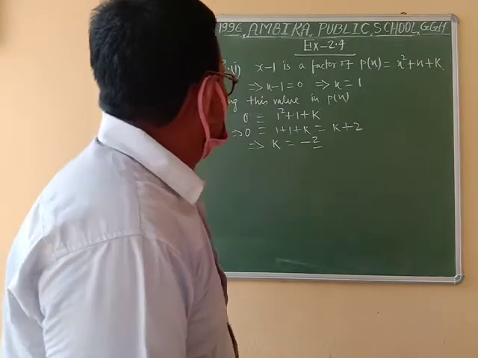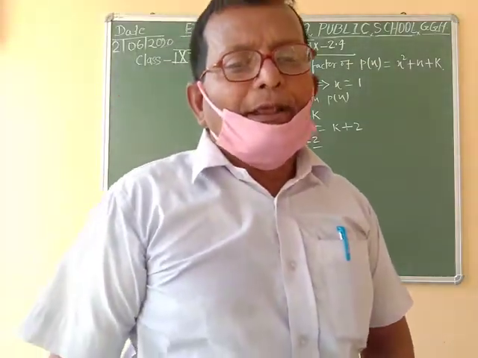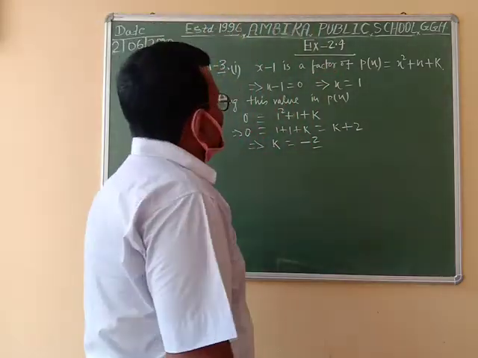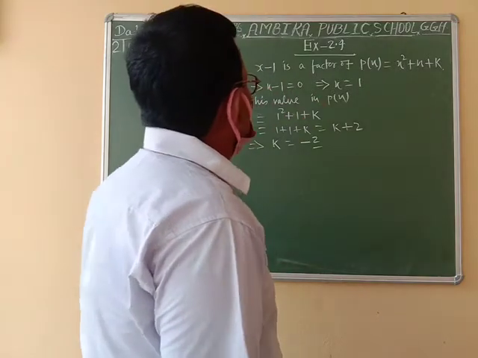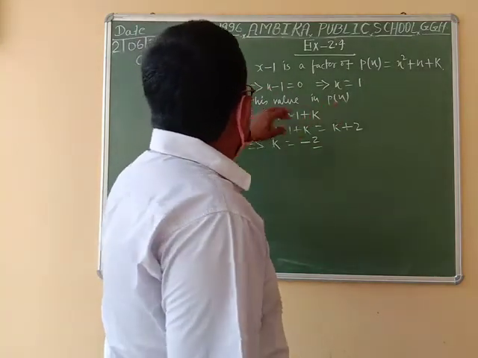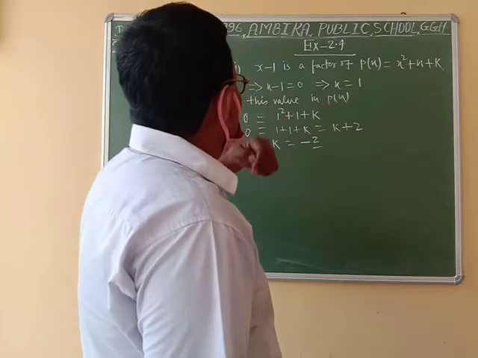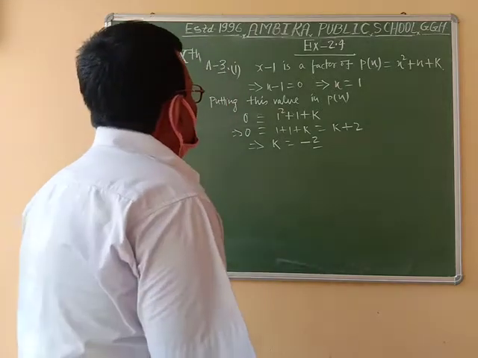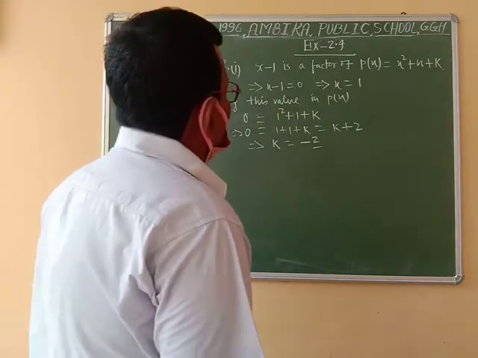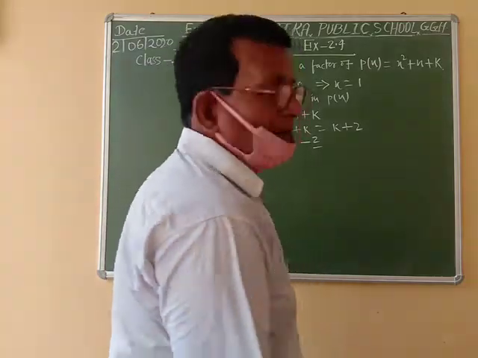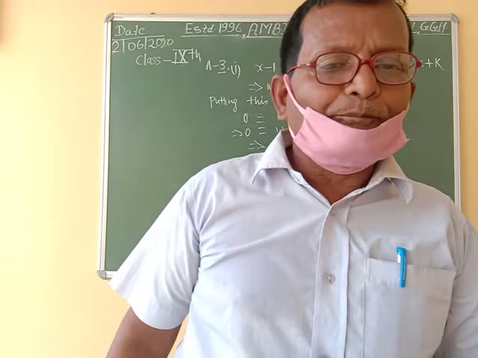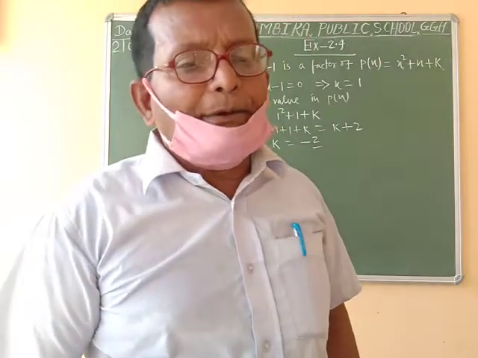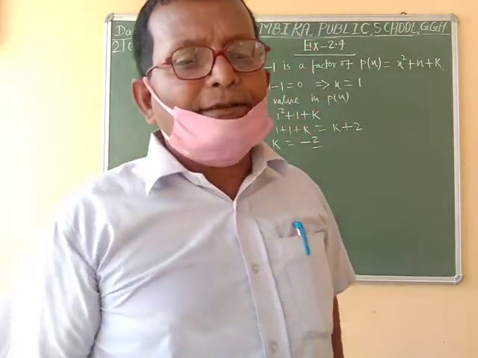So, find the value of k if x minus 1 is a factor of p(x). x minus 1 is equal to 0, or x is equal to 1. Putting this value in p(x), 0 equals 1 square plus 1 plus k, so k is equal to minus 2. Similarly, question number 3 and then question number 4.